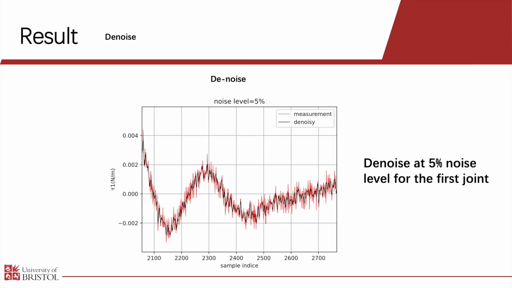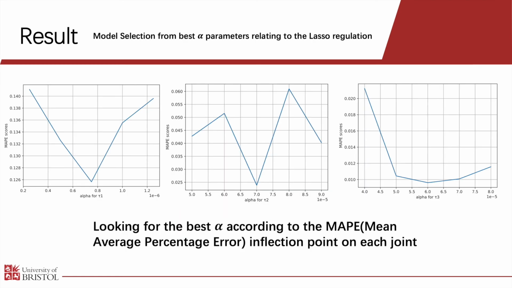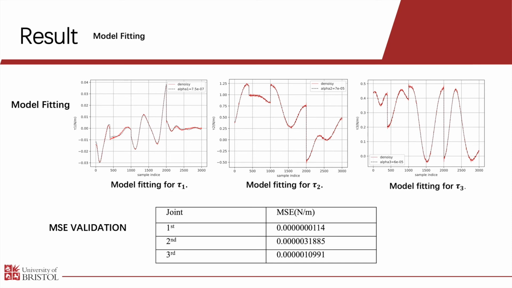Here, you can see the results we get. In this figure, we can see the torque data at 5% noise level and the denoised data. The denoised data is quite good. Now, the figures show model selection from the best alpha parameters relating to the lasso regularization. The estimated model is regressed at the best alpha values, which is selected from the alpha selection. Then you can see the torque estimate using our torque SINDy and feature selection.